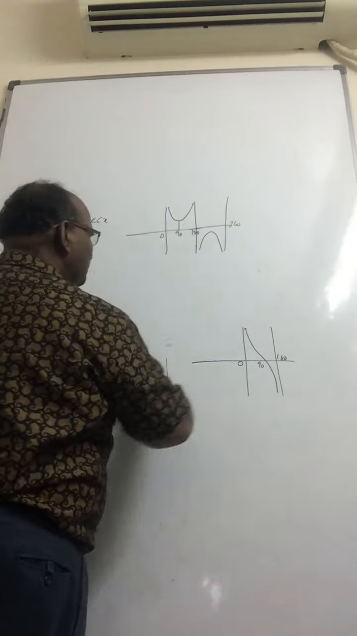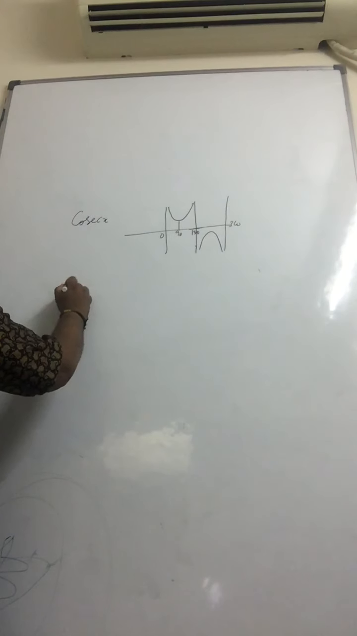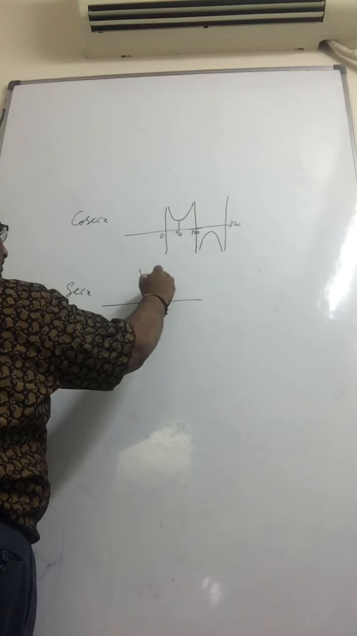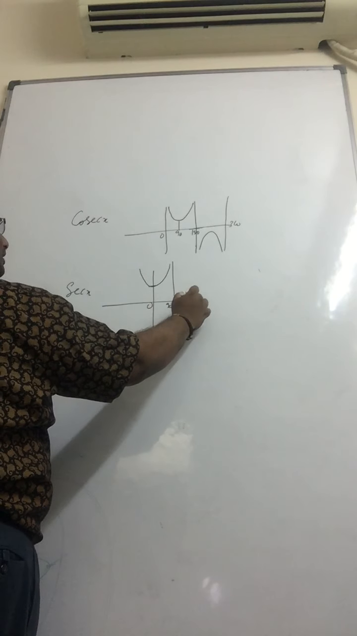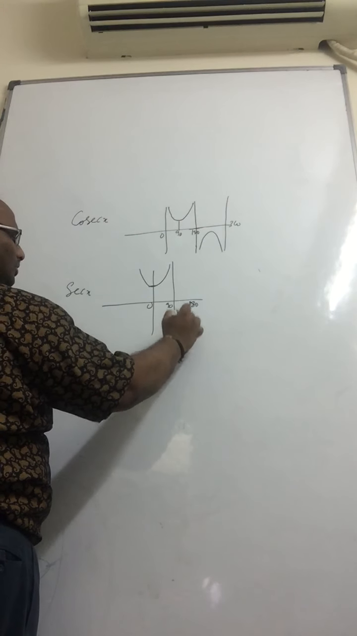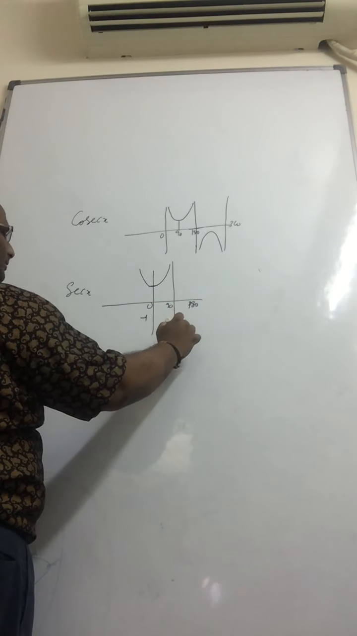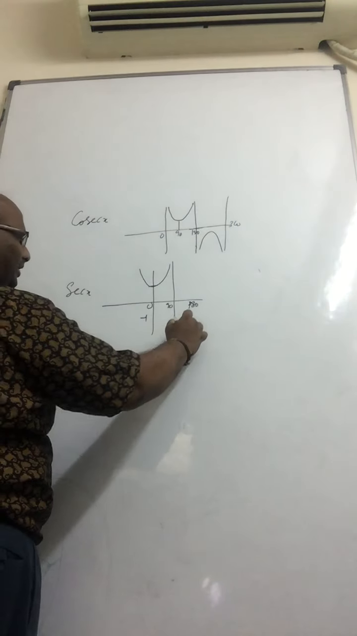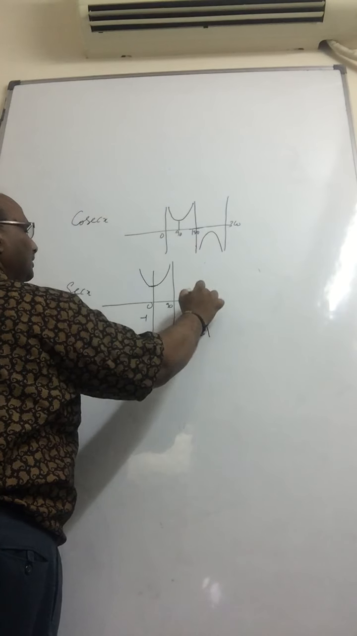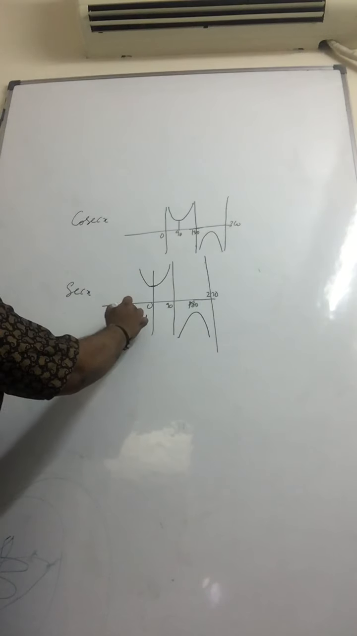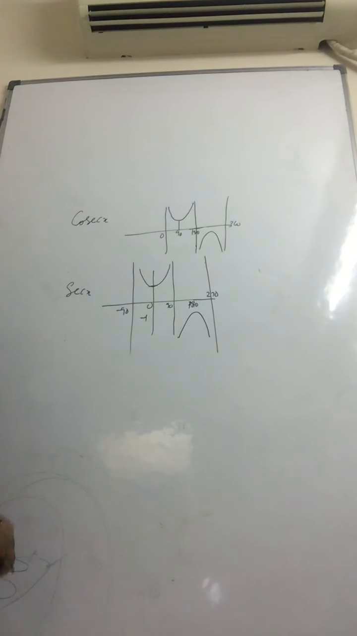The secant x graph is also similar. Secant 0 is 1, secant 90 is infinity. After that, at 180, 90 minus approaches infinity and 90 plus approaches minus infinity, second quadrant, sine positive, secant negative. So this will be the graph, right? Here minus 90. This is how we have to draw trigonometric graphs.